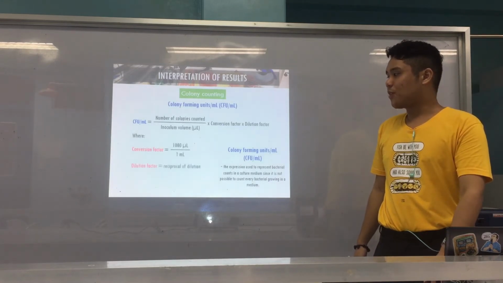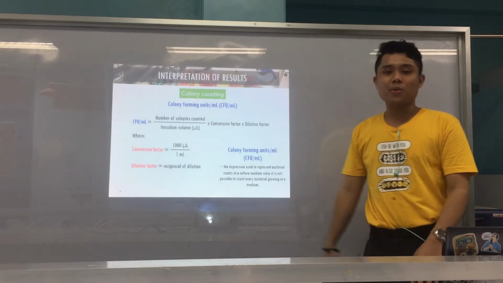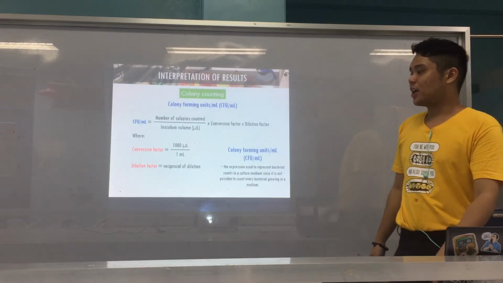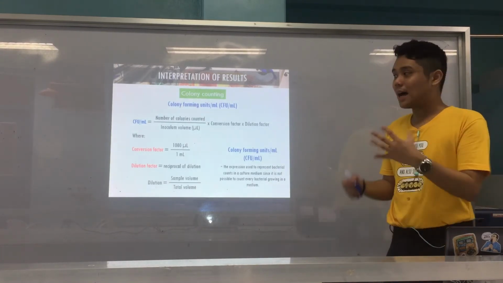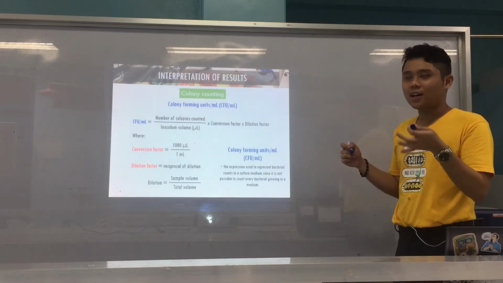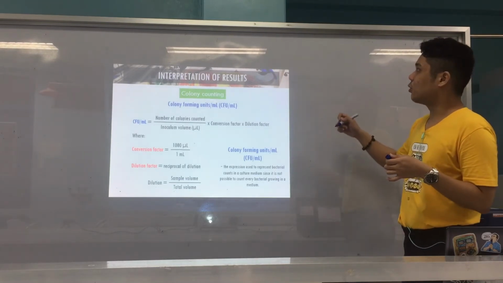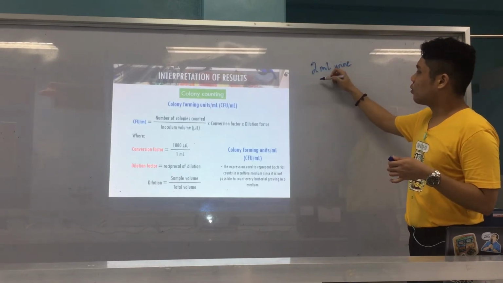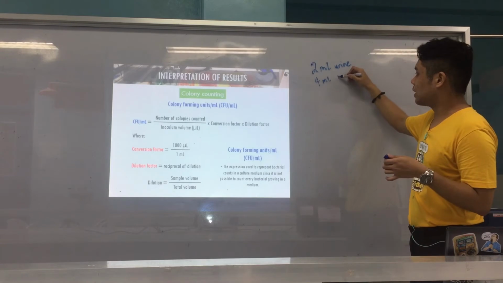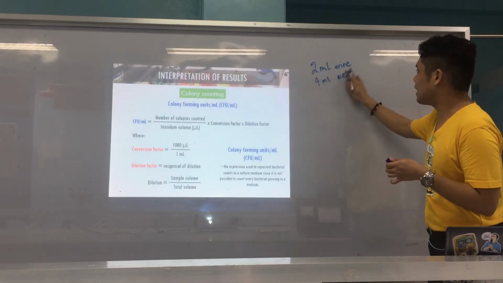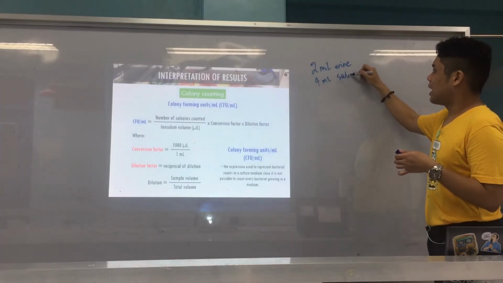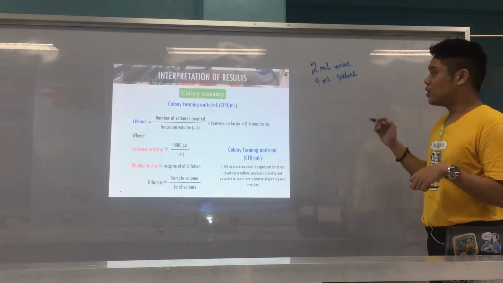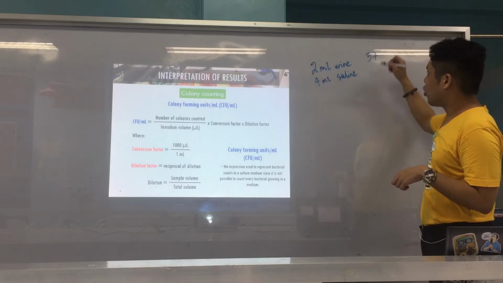Again, the conversion factor, since your inoculum volume is usually set in UL. And the dilution factor is the reciprocal of the dilution. So for example, you have a urine culture, and you diluted 2 ml of urine with 4 ml of water, or saline. Then you plated it, grid streaked it, and after incubation, you counted, let's say, 57 colonies.